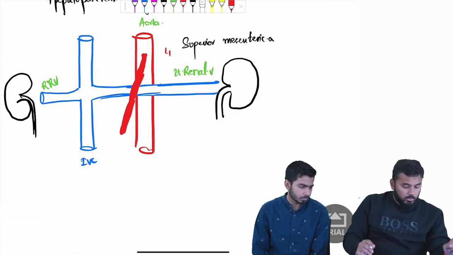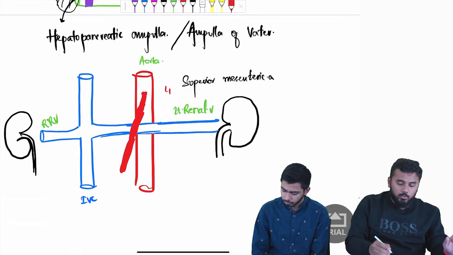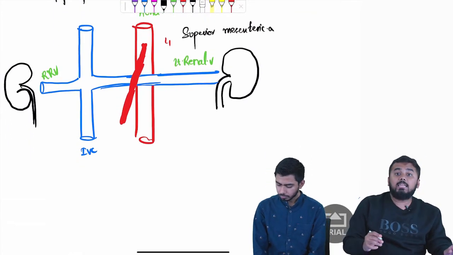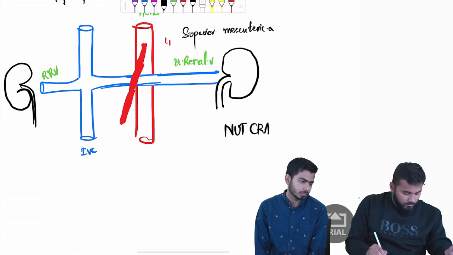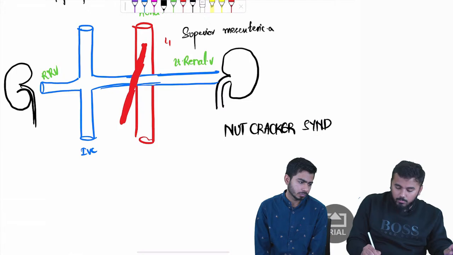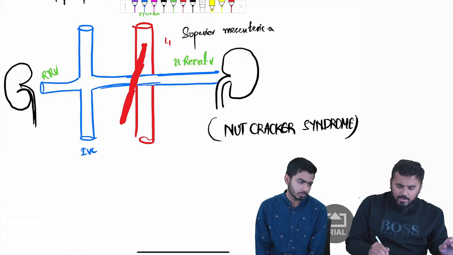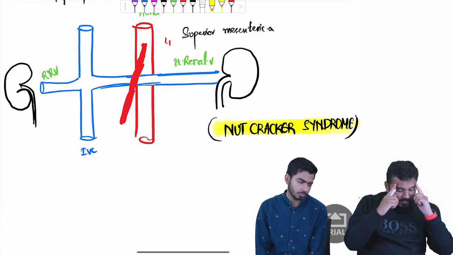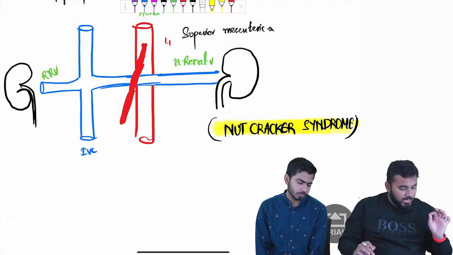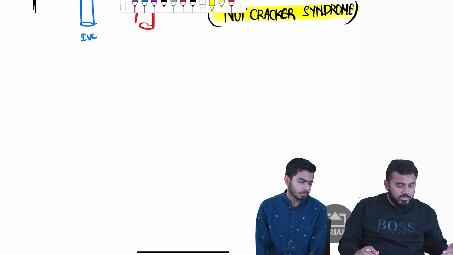Now this syndrome, whatever I have just explained, is called nutcracker syndrome. Nutcracker syndrome. Very, very high yield, guys. Keep this in mind, just fix it in your mind. Very high yield.